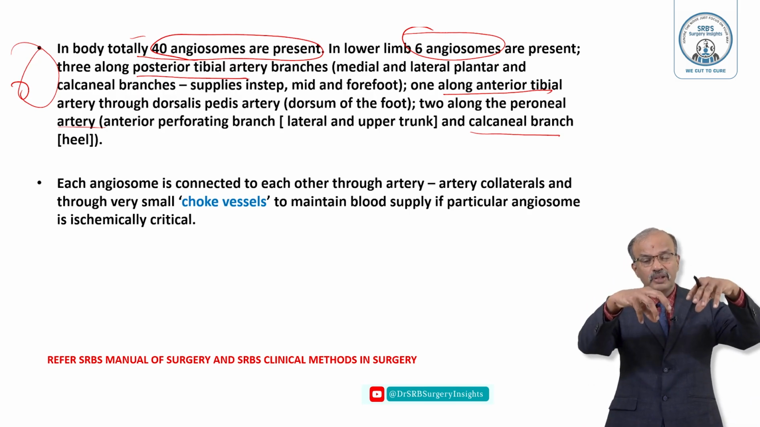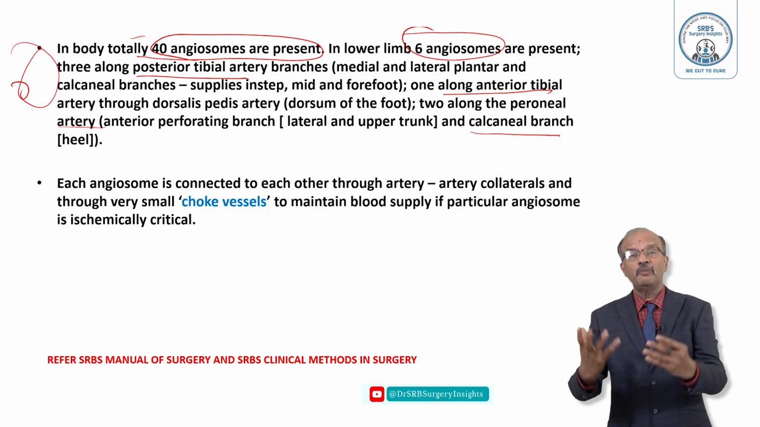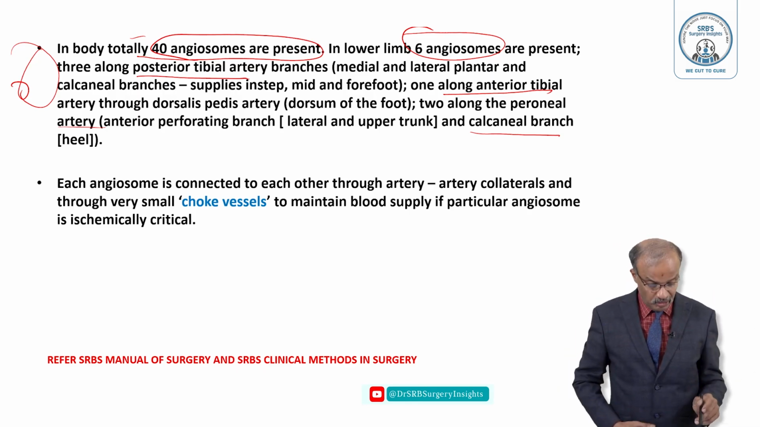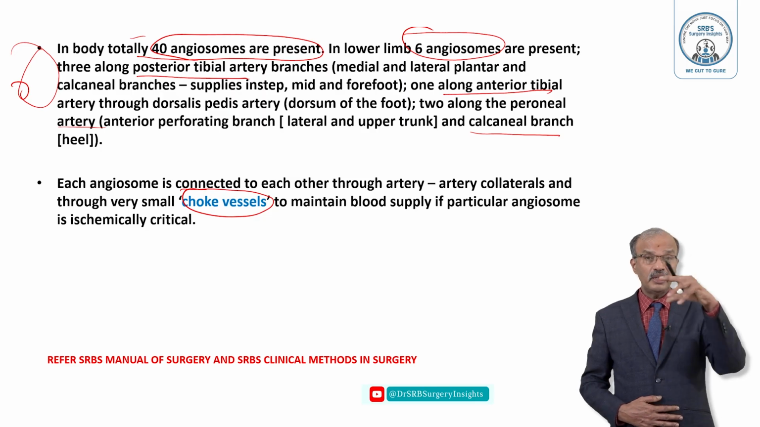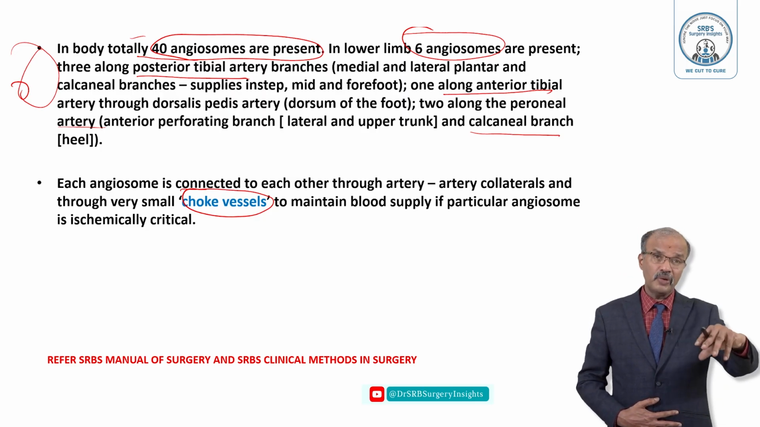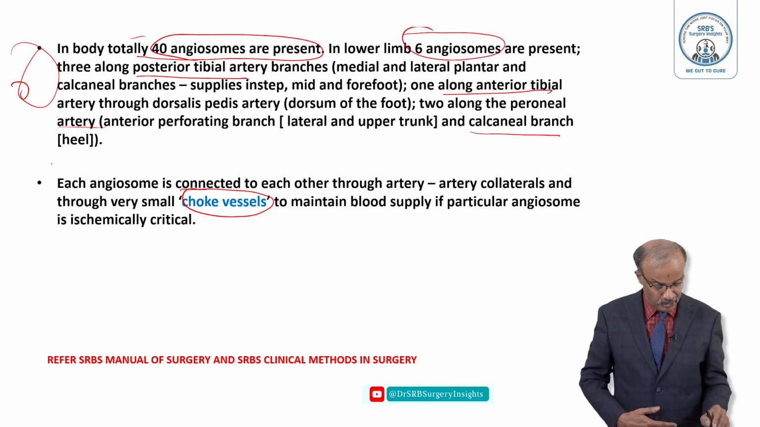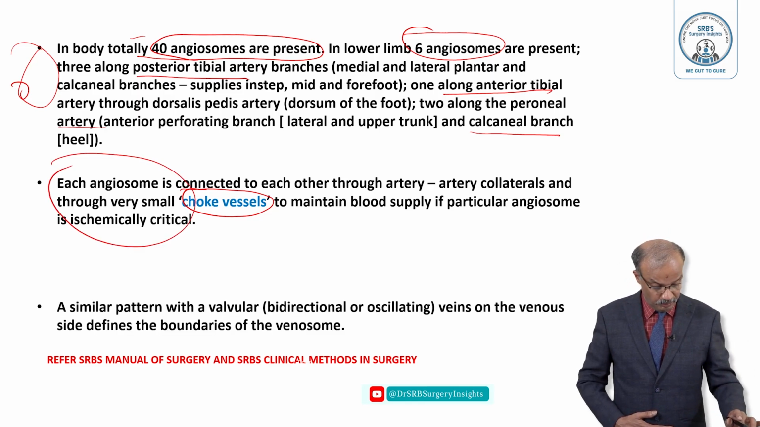Same thing. If this blood supply is poor and this one is adequate, there is a choke vessel which opens up and perfuses. There is a connection, so this is called a choke vessel. It's an important concept and maintains the blood supply to that ischemic angiosome from the adjacent angiosome. So ischemic and normal angiosomes are connected by choke vessels that maintain the perfusion. That's the newer concept, the angiosome concept.